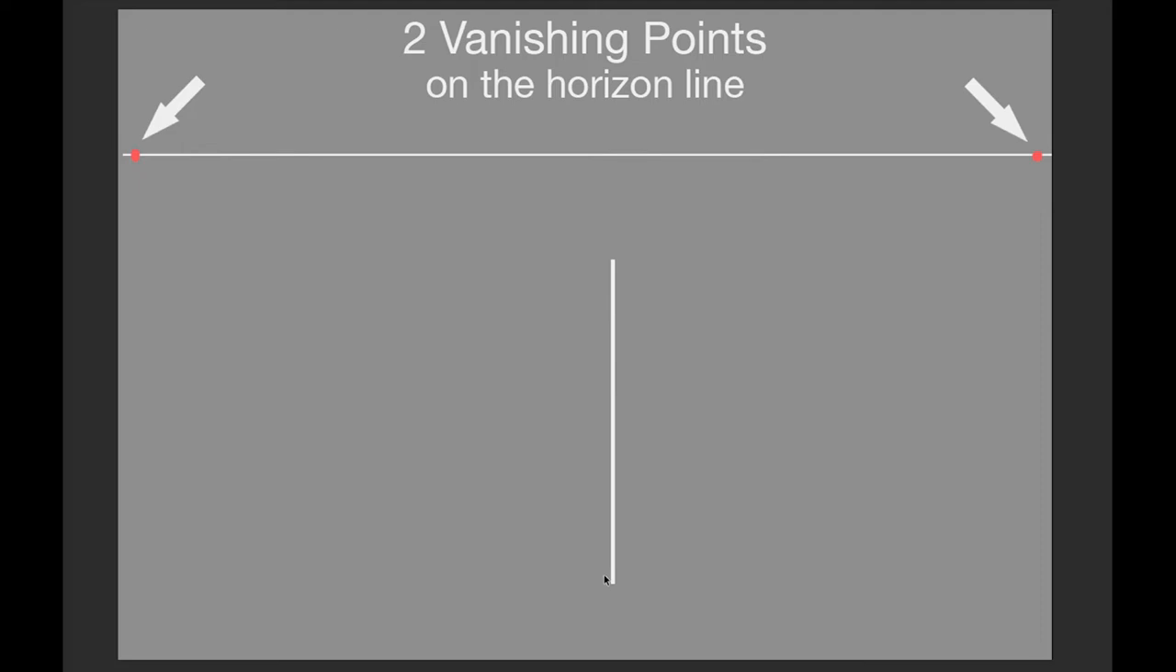If it was 3 point, then only the center one would be vertical, and as it goes out to the side, it would start to tilt, going down. That's 3-point perspective. Or if it was above the horizon line, it would tilt. They would all converge to another point.